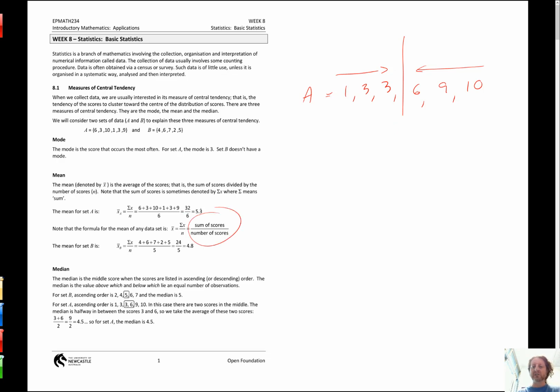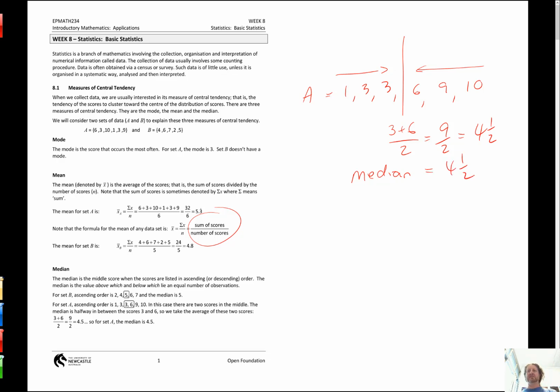It says sum the scores divided by number of scores. That's 3 plus 6 over the number of scores, which is only 2. It's 9 on 2, which is 4.5. So the median here for set A is 4.5.